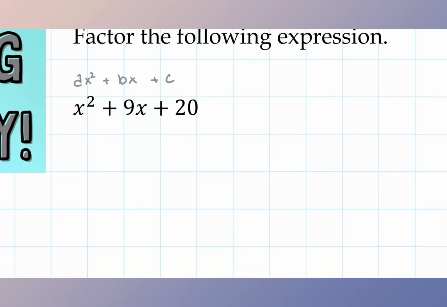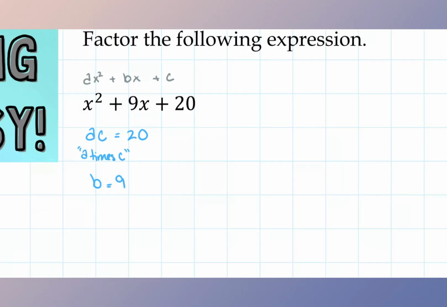Something I like to do is to label the ax squared plus bx plus c over it. So it helps us point out the letters and the variables we need. So we're going to look at a times c. We're setting ourselves up for our factoring problem. A times c, so in this case it is 1 times 20, so 20. And then we're going to point out our b value, which is 9.